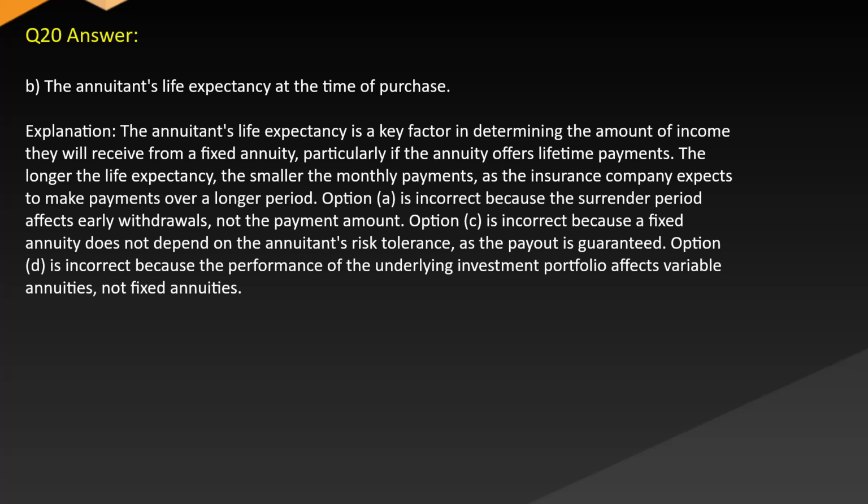Option A is incorrect because the surrender period affects early withdrawals, not the payment amount. Option C is incorrect because a fixed annuity does not depend on the annuitant's risk tolerance as the payout is guaranteed. Option D is incorrect because the performance of the underlying investment portfolio affects variable annuities, not fixed annuities.